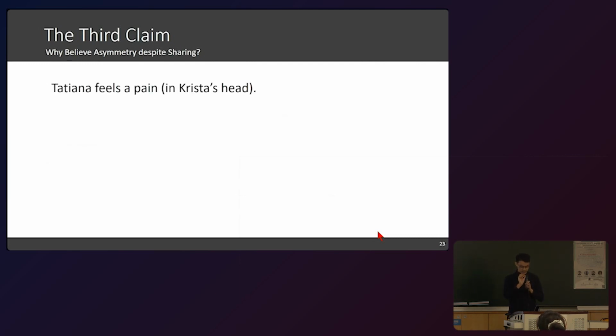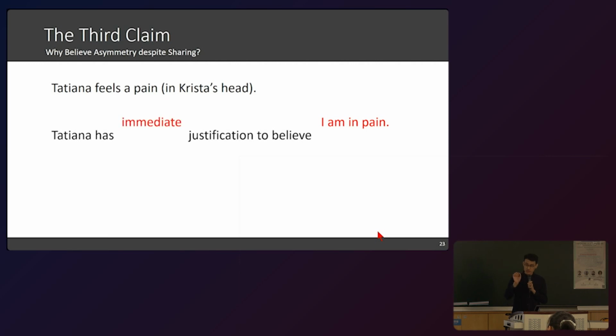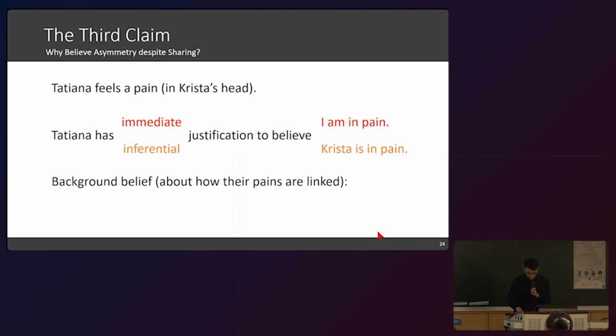Now, since Tatiana feels the pain, Tatiana has justification to believe I'm in pain. And I take it that her justification here is like yours. Her justification is immediate. And I also take it that Tatiana has justification to believe Krista is in pain. The question is whether her justification here is immediate or inferential. And my view is that her justification is inferential because her justification depends in part on her background belief about how the pains are connected.